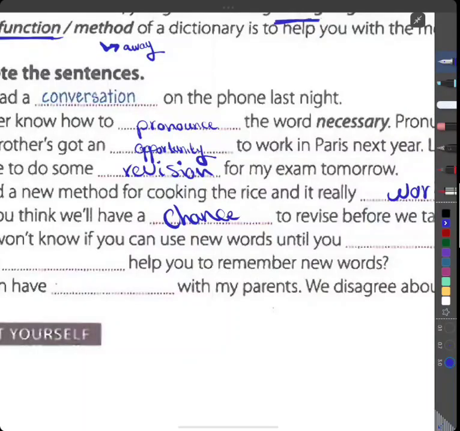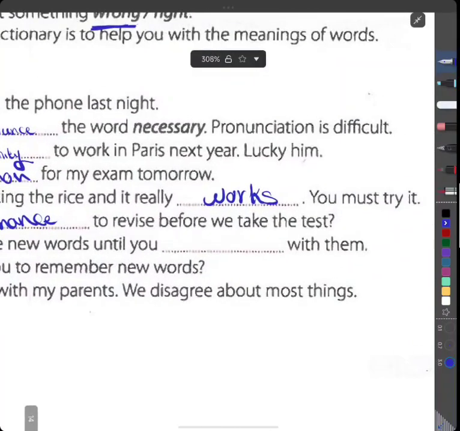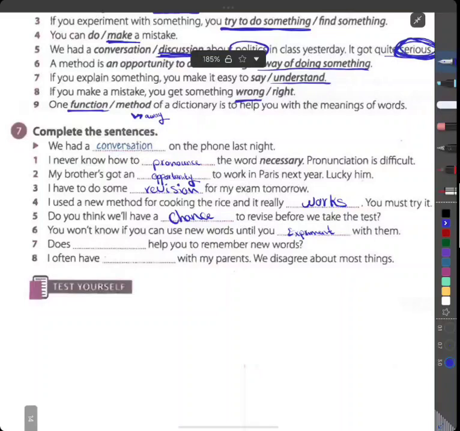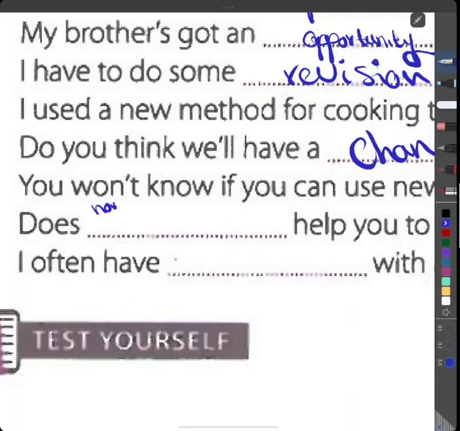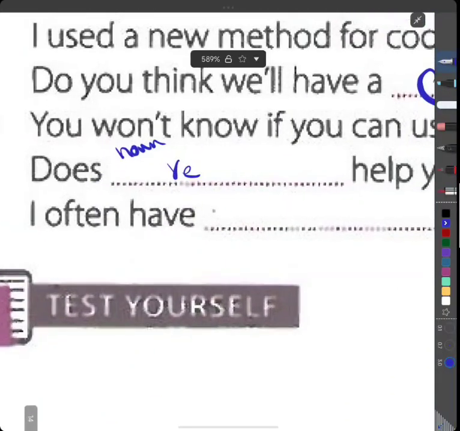باید فرصتی داشته باشی که مرور کنی، ریویو کنی. You won't know if you can use new words until you experiment. Yeah, exactly. Experiment with them. Does something help you to remember new words? Something. It's noun here. Okay? So, you can say مرور کردن دیگه یا تکرار کردن، دوتاش میشه. حالا ما repetition می‌نویسیم چون بالا از revision استفاده کردیم.